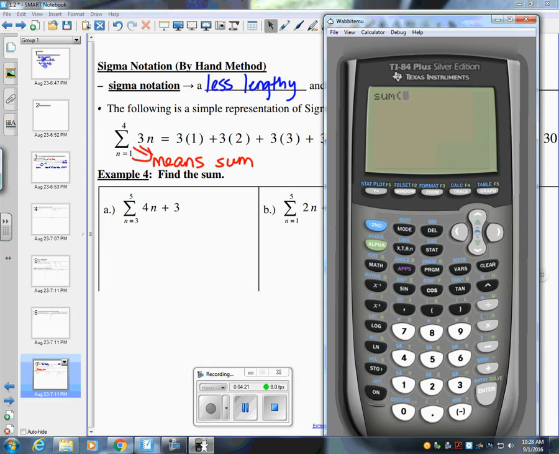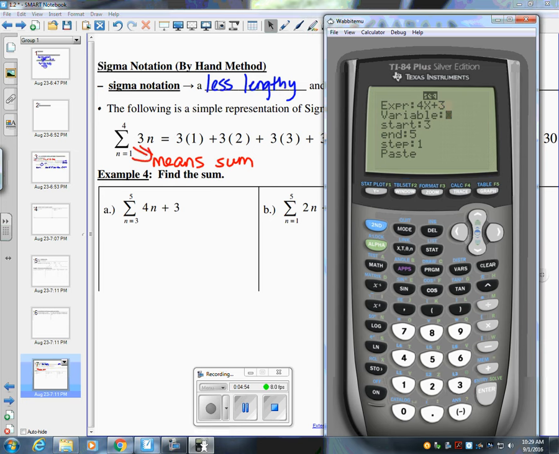You might need me to repeat that step. Okay, then you hit second stat again, go over to OPS, and go down to sequence, press enter. If your calculator looks different from mine, then just hold on. If yours looks like mine, I'm going to show you what we're going to do. We're going to type in 4x plus 3. So we have to use an x instead of an n. 4x plus 3 goes on the top line.